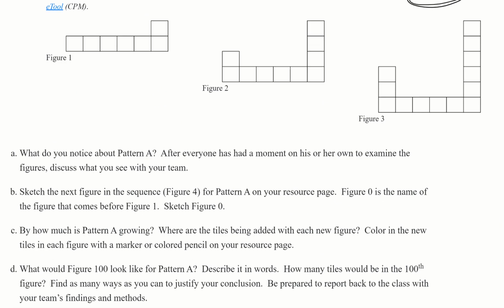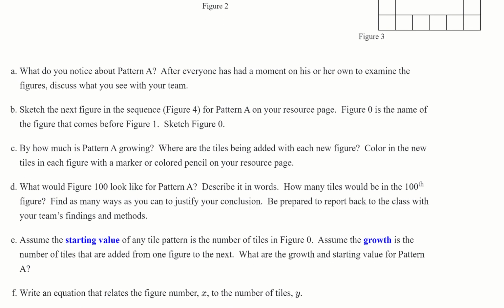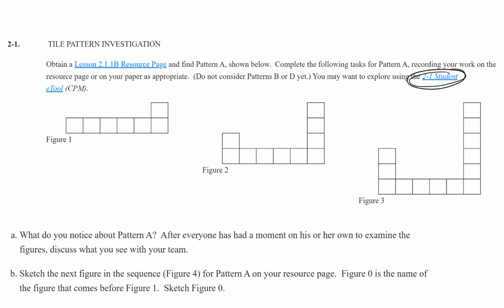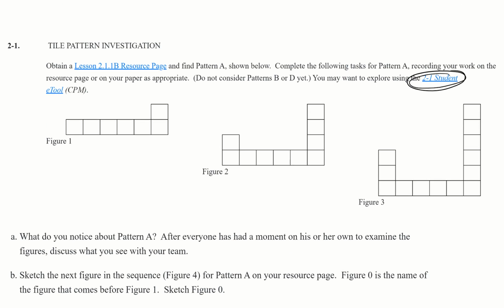And you can see that there are all of these things, A through F, that we should include in our report. I'm going to do part one with you, and then you can look at that and extend it to questions 2, 3, and 5. So let's start by going to the actual CPM book and opening up the e-tool.